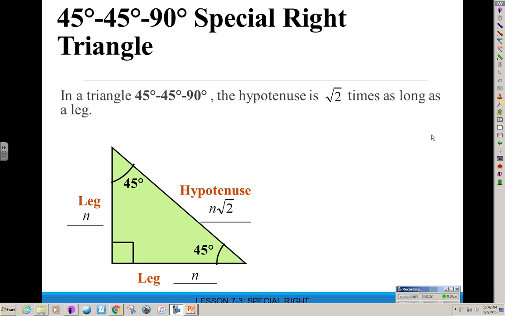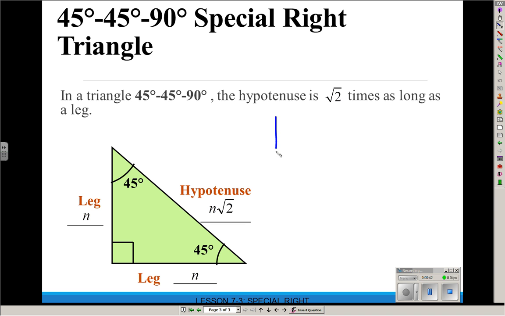45, 45, 90 originally comes from a square. If you take a square, all sides are the same, all angles are 90, and then you divide it diagonally. Consider the bottom half here. These two legs are the same, and the 90s were cut in half into 45 degrees apiece. And that's still a right angle. So we have 45, 45, 90 triangles there.